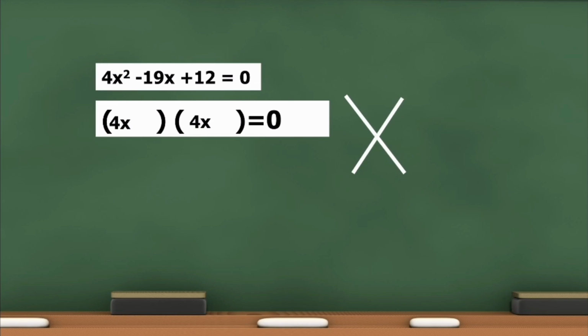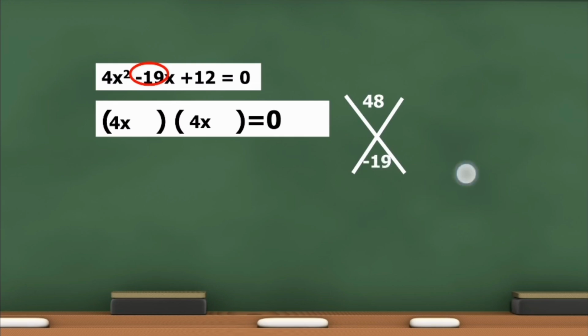And then, kunin natin yung product ng leading coefficient at constant. So, 4 times 12 is equal to 48. Then, lagay natin sa ibabaw ng x. Pagkatapos, kunin naman natin class yung coefficient doon sa ating linear term. So, ilalagay naman natin siya sa ilalim ng x.